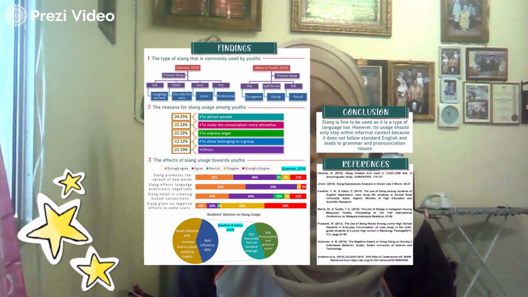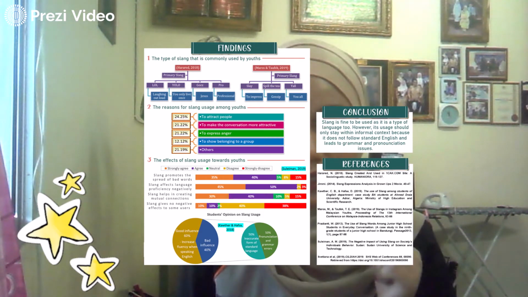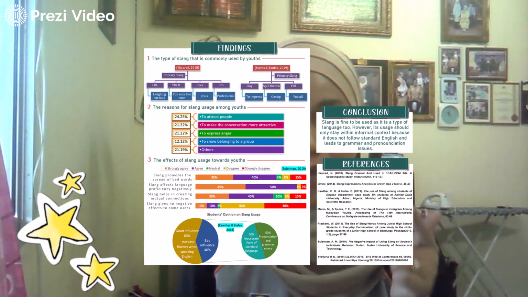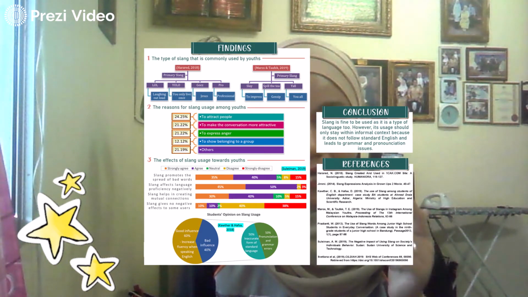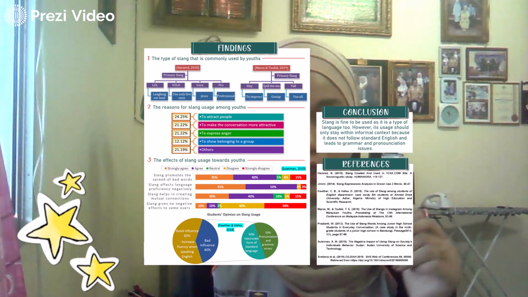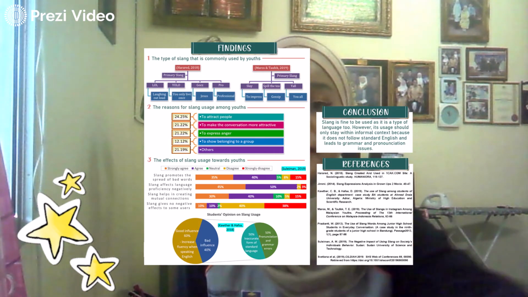Moving on to the last research objective, the effects of slang usage toward youth. The first one is that slang promotes the spread of bad words. Slang affects language proficiency negatively. Slang helps in creating mutual connection, and slang also gives negative effects to some users.